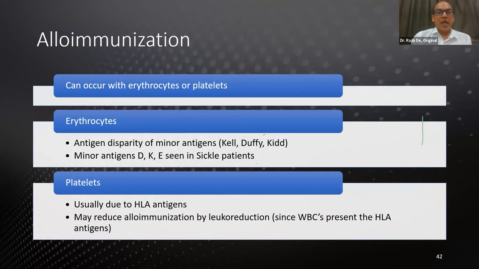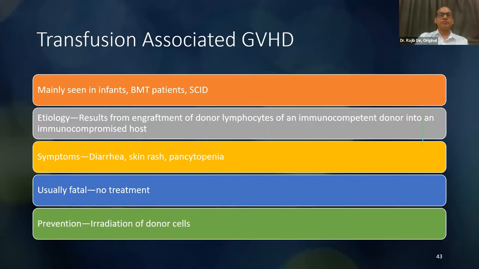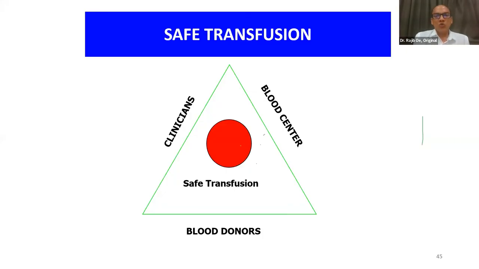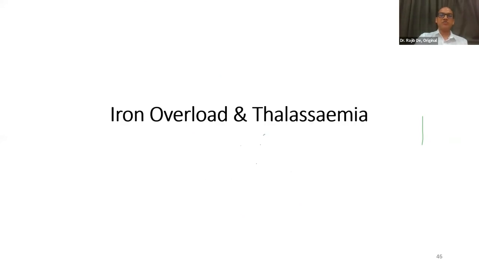Alloimmunization, I have already mentioned; the most common alloantibodies are usually against capital C and Kell, but others are also responsible. There is a 20 to 30% chance of alloimmunization. And chances of alloimmunization are much more in NTDT compared to TDT, that is, in those who receive infrequent or intermittent transfusion, the chances of alloantibodies are much more. TA-GVHD is another complication. Infections include hepatitis C, B, HIV, and CMV. So there should be a safe transfusion policy involving the blood bank, the physicians, as well as the patient and the patient's relatives.